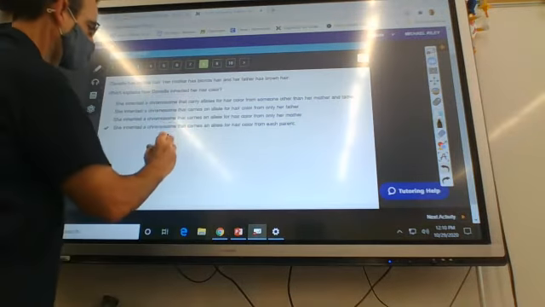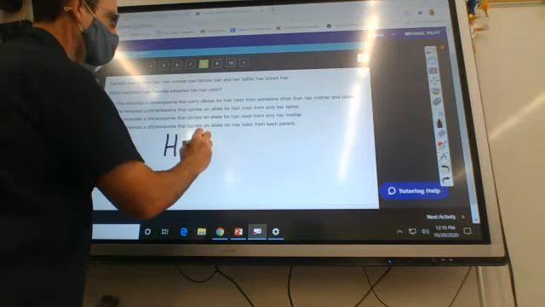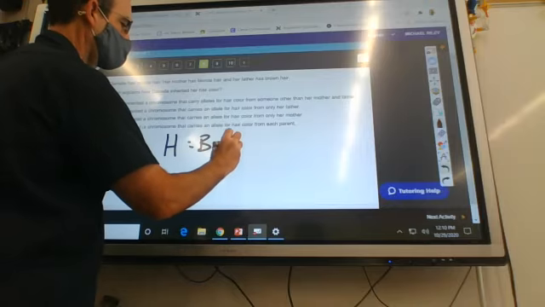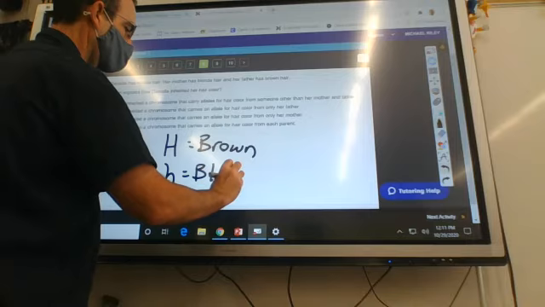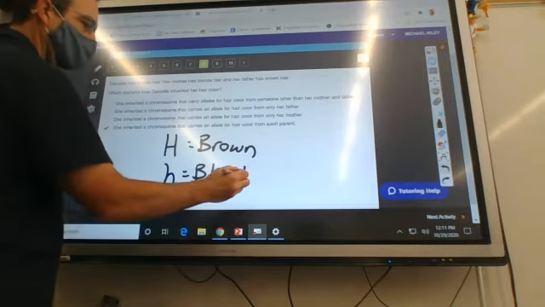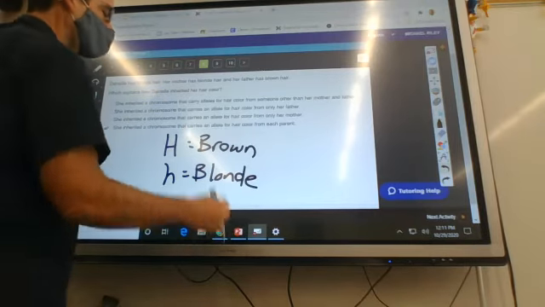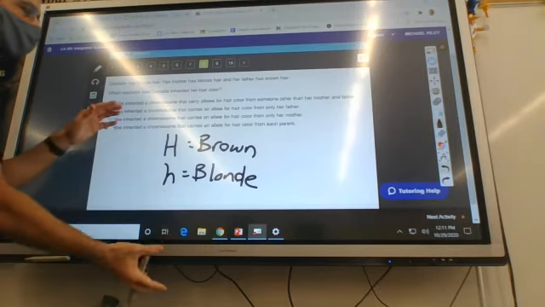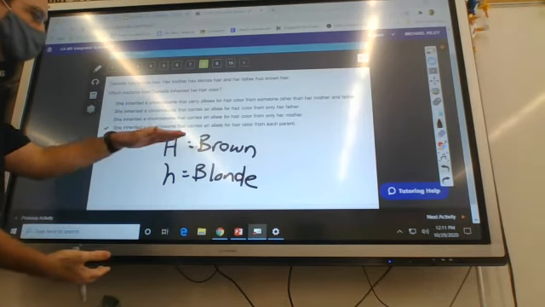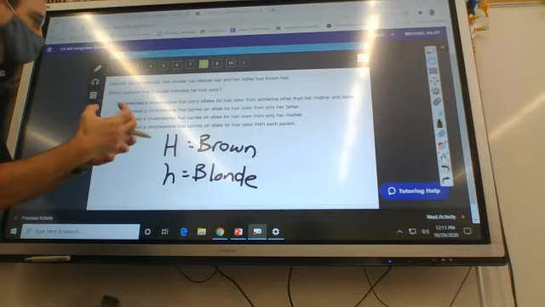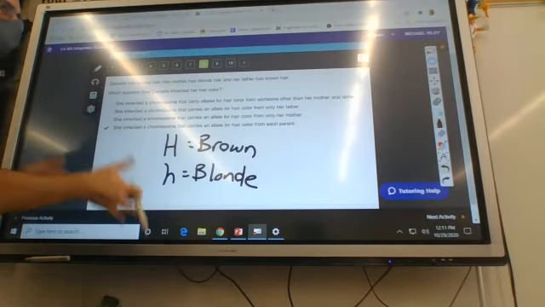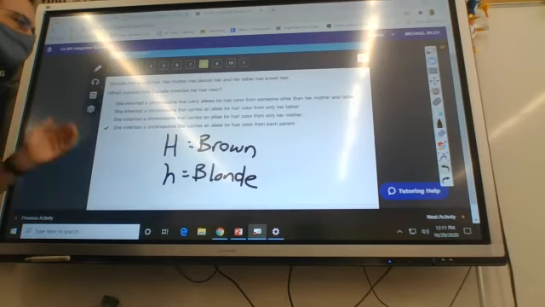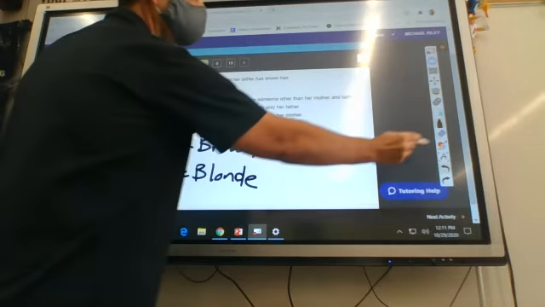Let's say this is brown, I don't know, and this is blonde. This goes back to what I said before. The alleles are interacting with each other. This one just covers that one up, but they're still interacting with each other. So she inherited a chromosome that carries an allele for hair color from each parent. You get one from your mother, one from your father, and that's how you get the trait. Okay, so that's that one.